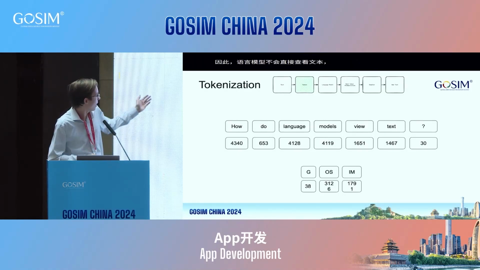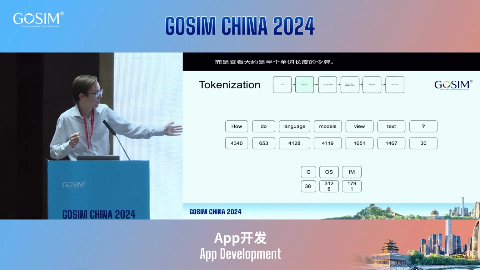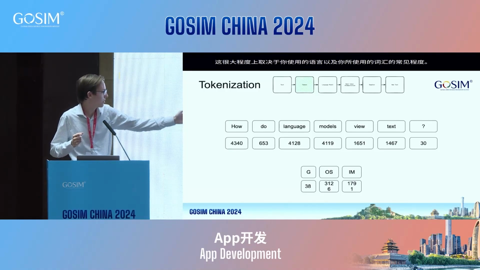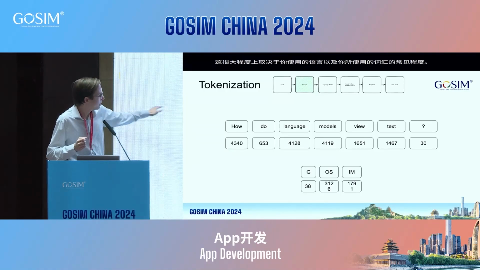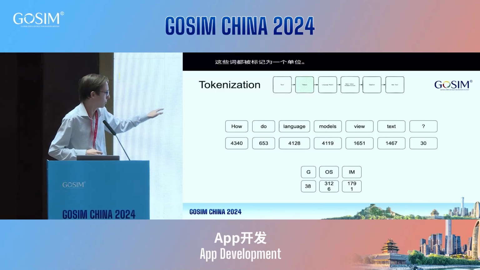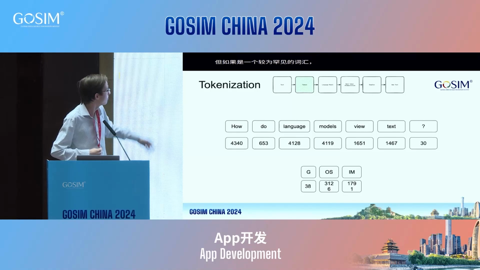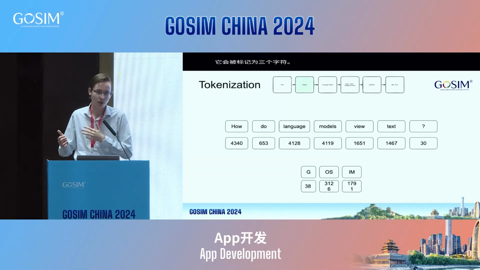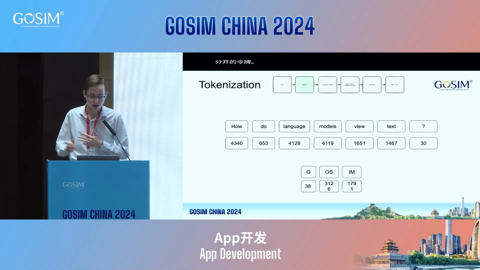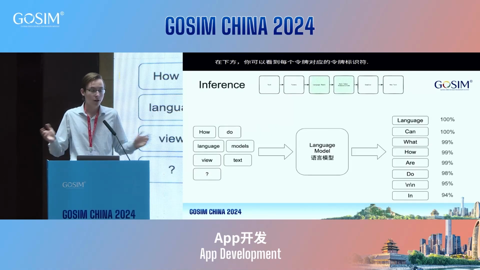So in this example, how do language models view text? Each of those words is tokenized as 1 token. But if you have a less common word like GOSIM, that is tokenized as 3 separate tokens. And underneath, you can see the token identifiers that each of these tokens corresponds to. That's a little bit closer to how the language model views the tokens, because they don't have the original source text. They learn to associate different tokens with each other, and that's how they model language and predict new tokens.